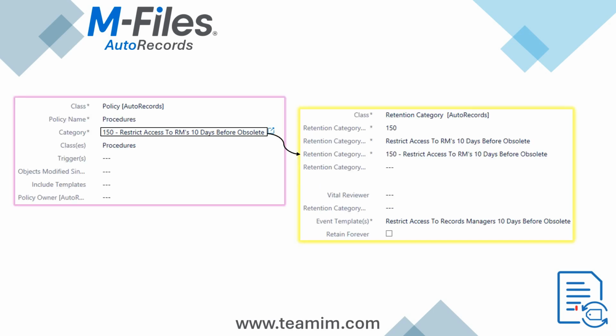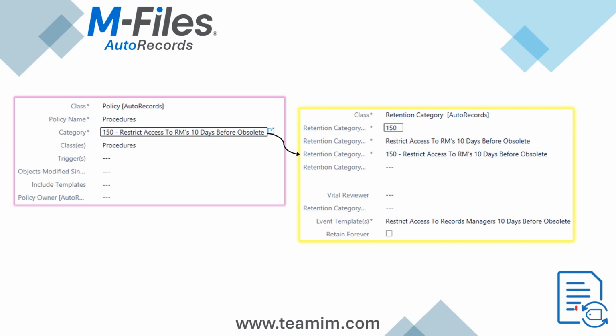Next, we get to the retention category. The retention category gets assigned to all documents that qualify for the policy and schedules an event or events to perform retention actions against those documents. In this case, there will be a single event to restrict access to the records managers 10 days before the document becomes obsolete. Looking closer at the retention category, we have a few bits of information to provide.